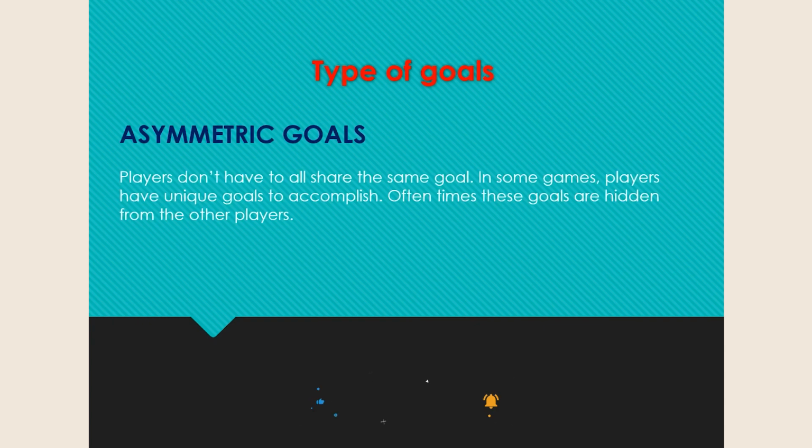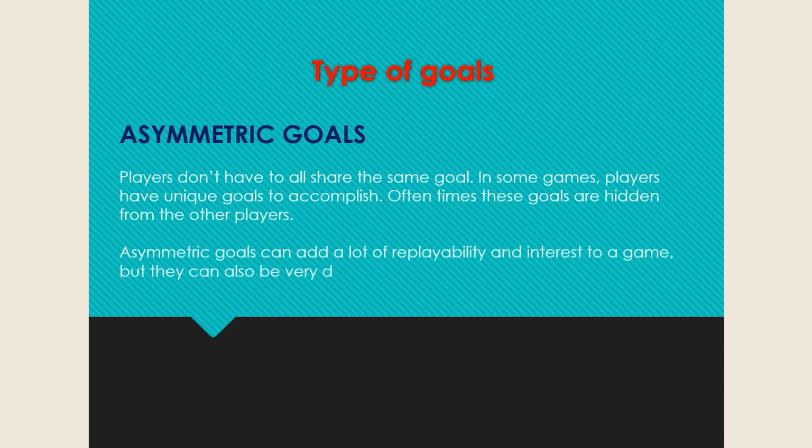Fourth type of goal is asymmetric goals. Players don't have to all share the same goal. In some games, players have unique goals to accomplish. Oftentimes these goals are hidden from the other players. Asymmetric goals can add a lot of replayability and interest to a game, but they can also be very difficult to balance and complicate things significantly.